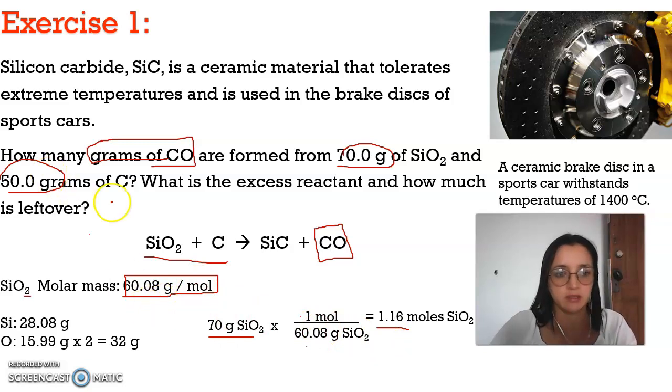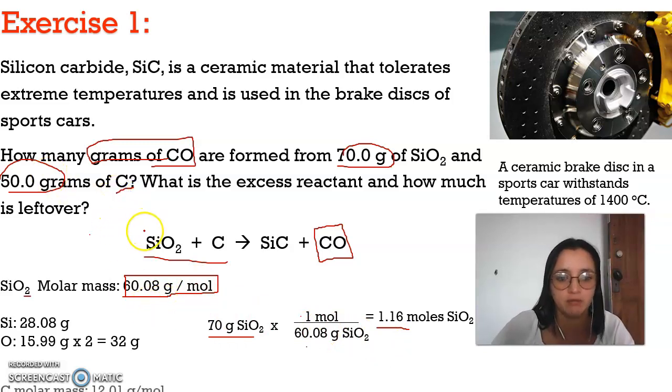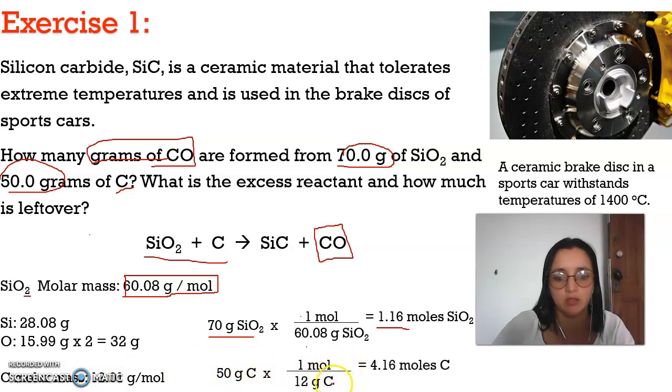And then we repeat exactly the same for carbon. So we have 50 grams of carbon, the atomic mass of carbon is 12, so 50 grams of carbon multiplied by the molar mass, 1 mole equals 12 grams, we obtain 4.16 moles of carbon. That was the first step, converting grams to moles.